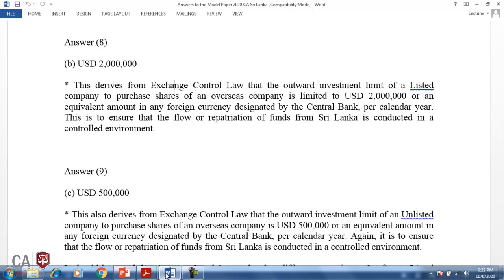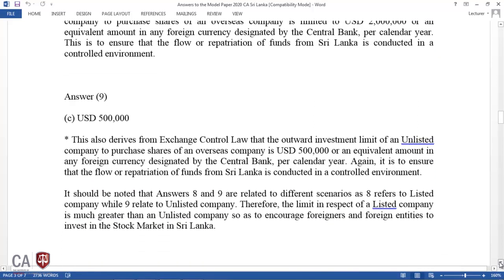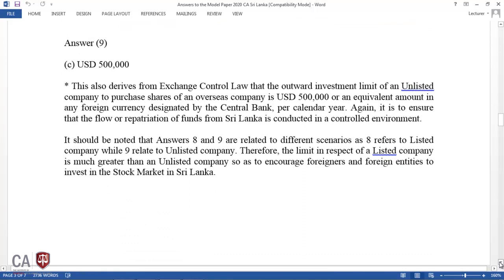This also derives from exchange control law that the outward investment limit of an unlisted company to purchase shares of an overseas company is 500,000 or an equivalent amount in any foreign currency designated by central bank per calendar year. Again, it is to ensure that the flow or repatriation of funds from Sri Lanka is conducted in a controlled environment. It should be noted that answers 8 and 9 are related to different scenarios, as 8 refers to listed companies while 9 relates to unlisted companies. Therefore, the limit in respect of a listed company is much greater than an unlisted company, so as to encourage foreigners and foreign entities to invest in the stock market in Sri Lanka. That is the rationale here. To let the stock market in Sri Lanka grow.